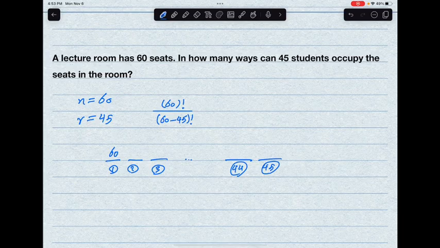For the second one, it's just 59, then 58. Okay, and so on. So it goes to 60 minus 45, which is going to be 15. Here is 16 and 17, and we just multiply these numbers.